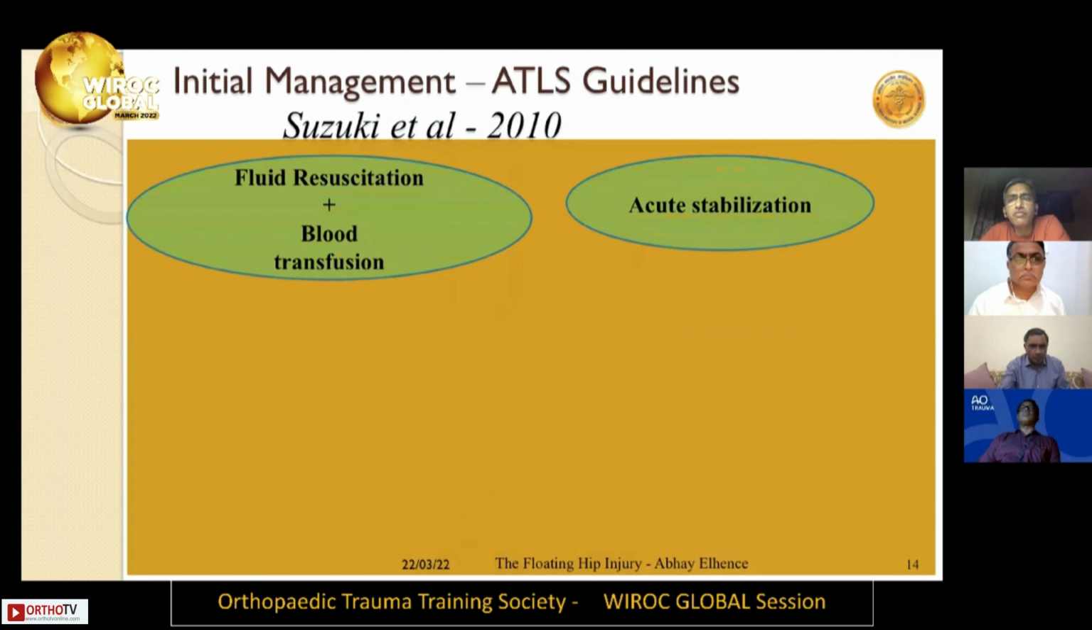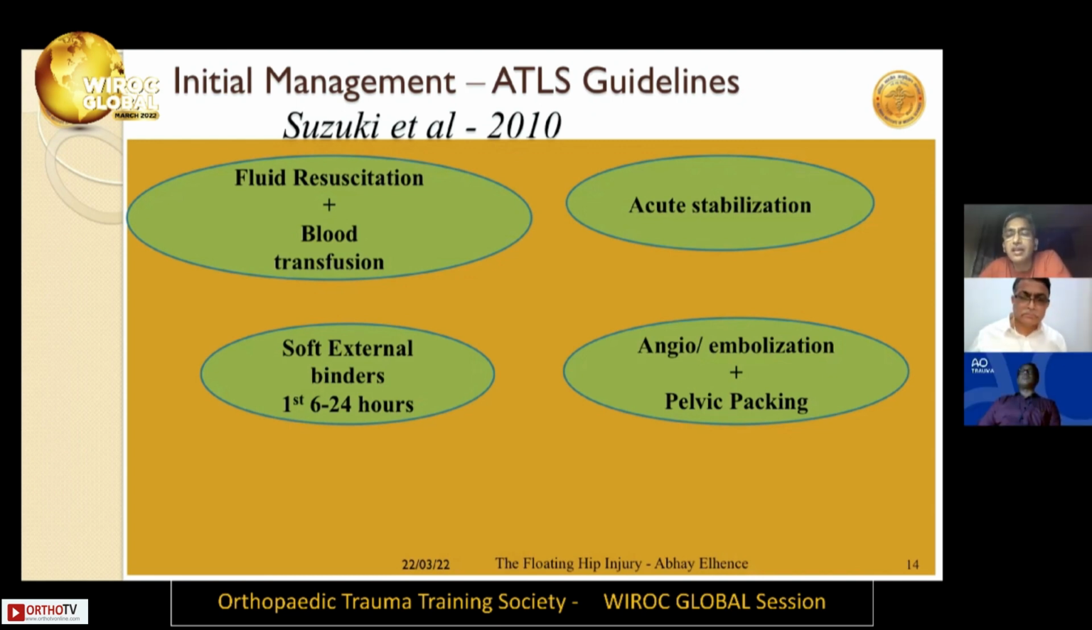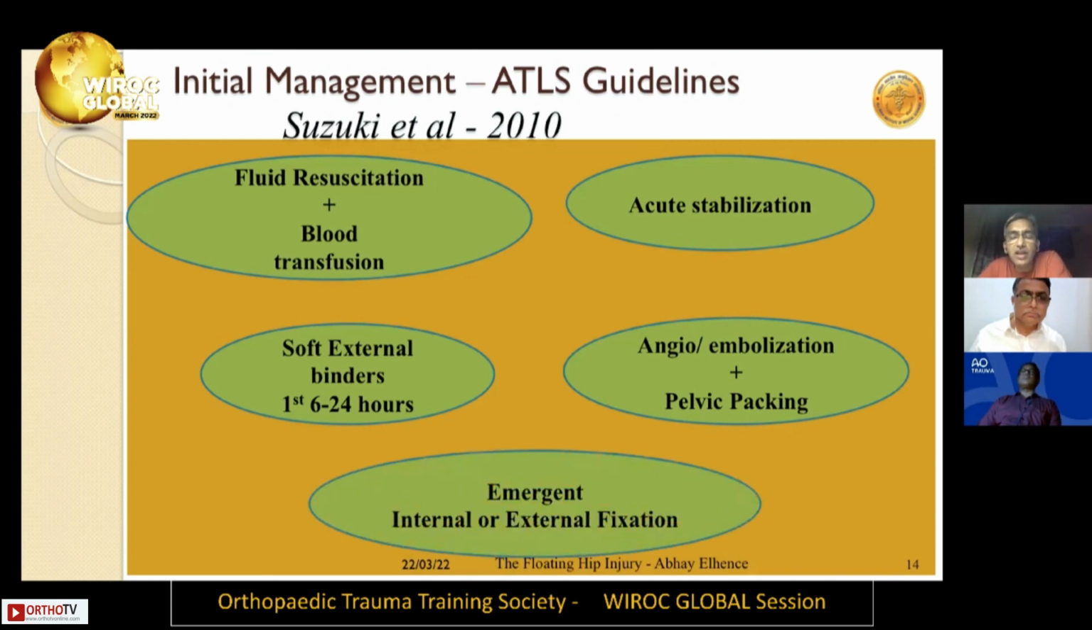So the primary goal of management of these injuries is fluid resuscitation, blood transfusions, and acute stabilization of the pelvic ring. You can do it with soft binders within the first 24 hours, or if you have a patient who's bleeding incessantly, they may need pelvic packing or an angioembolization. The thing with angioembolization is that it takes some time even for the interventional radiologist to come in. So pelvic packing is what will help for a venous bleed, and angioembolization is what will help for an arterial bleed. And then you have to have emergent internal or external fixation in your armamentarium to stabilize these injuries and allow the hemodynamic stabilization to go on.